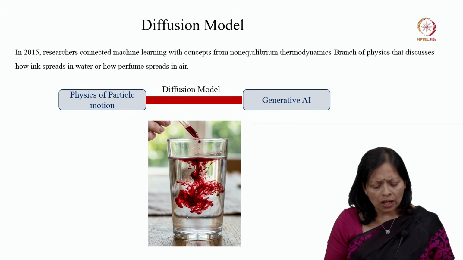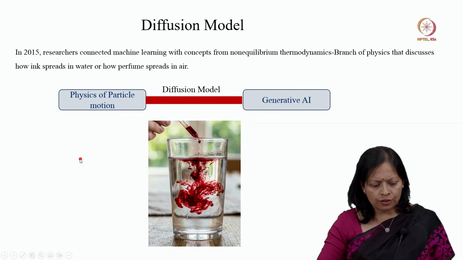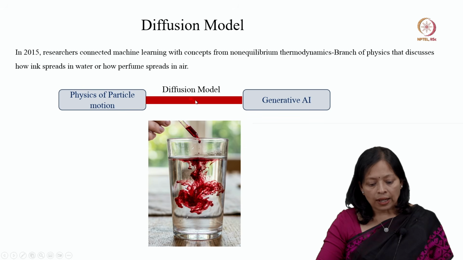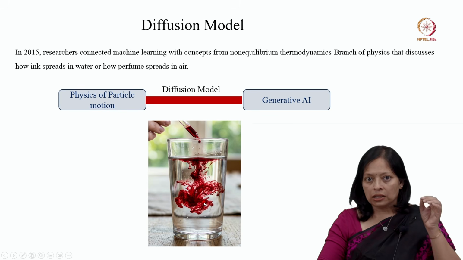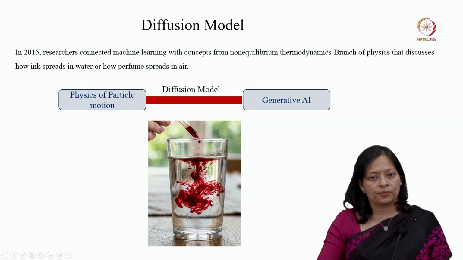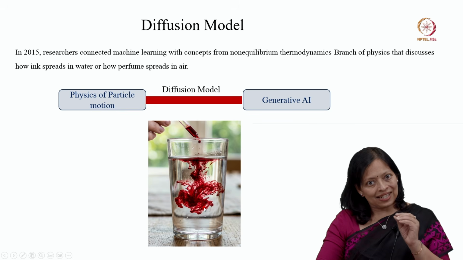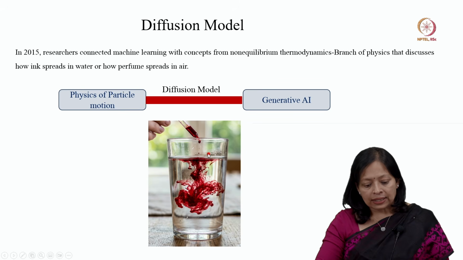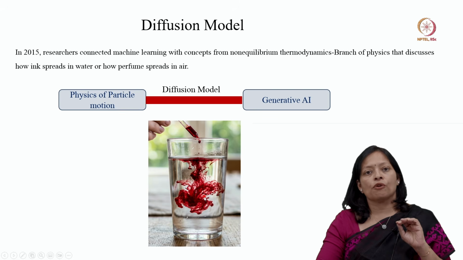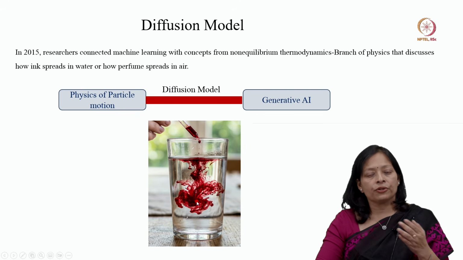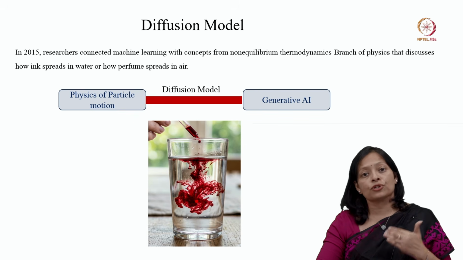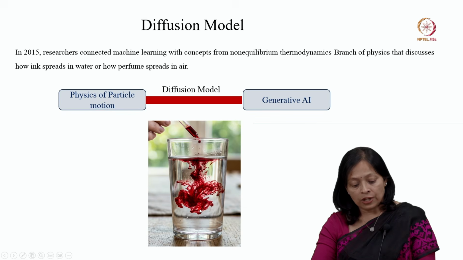Okay. If we see the picture here, the physics of particle motion and generative AI are bridged by the diffusion model. In the picture, this is a glass of water in which one drop of red ink has been dropped, and we all know when ink is dropped it starts spreading. So, this process of spreading of ink or smoke or anything from a region of higher concentration to a region of lower concentration is the process of diffusion.